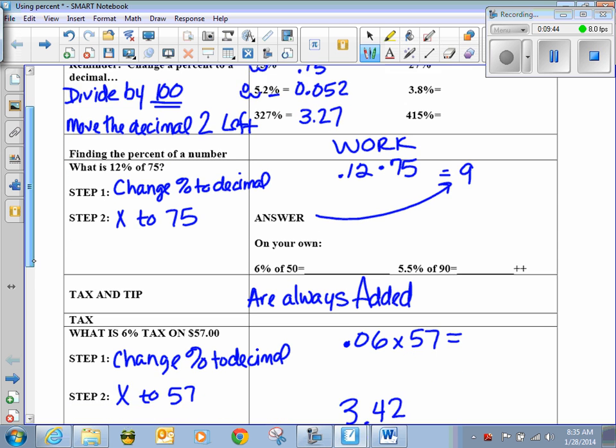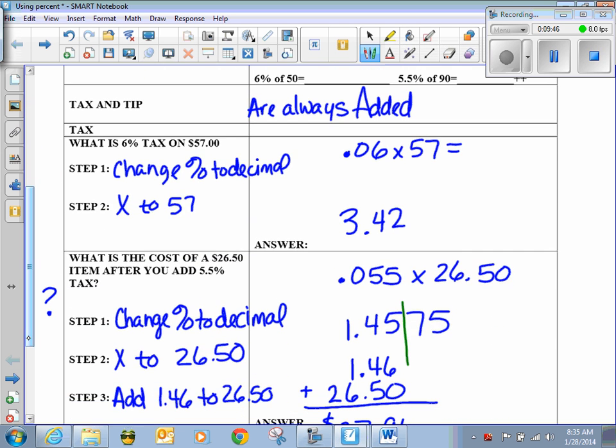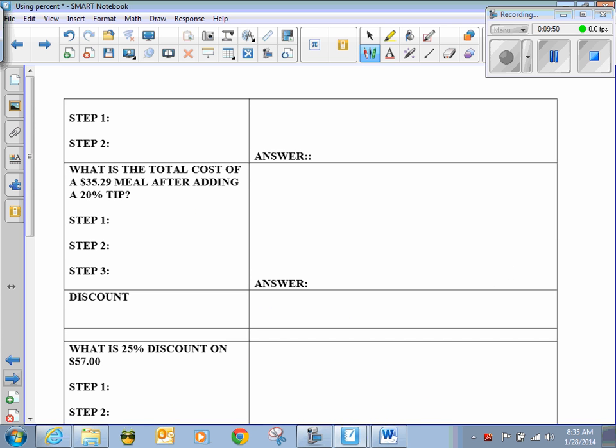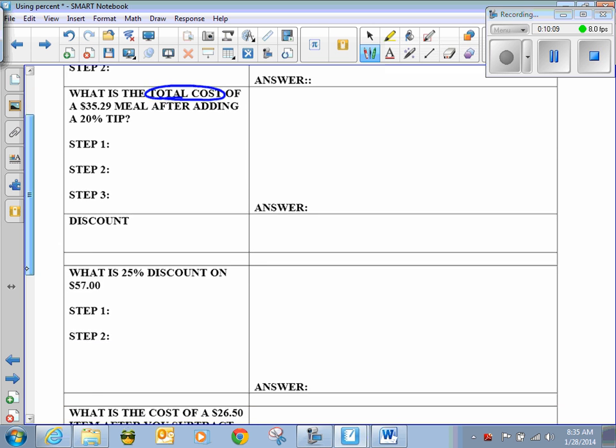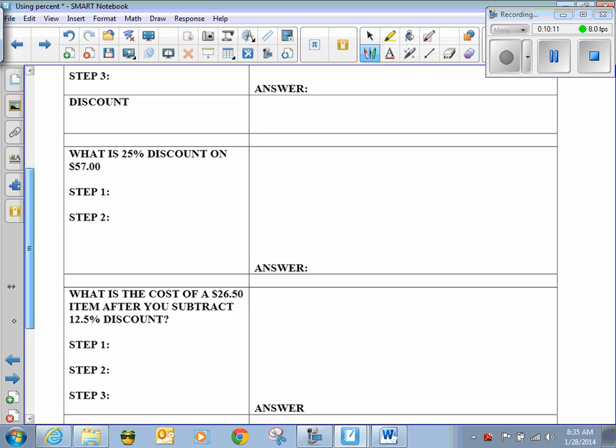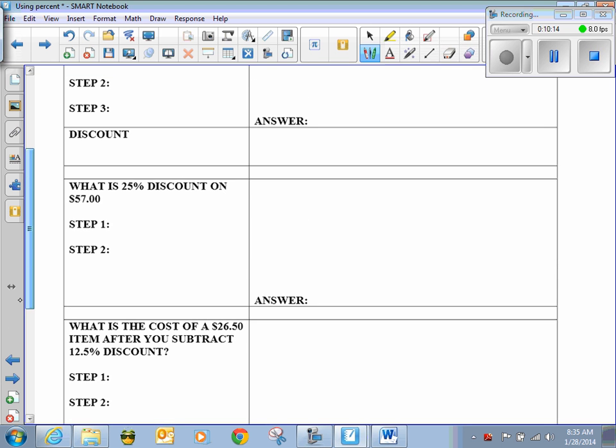The second thing that we're going to do is it's asking the total cost after the item. And so the second problem with tip is, what is the total cost of the meal after adding 20%? When you see total cost, generally that means we want to go ahead and add to it. So try those two tip problems on your own. Pause the video if you need to. I'm going to go ahead and move on to discount.